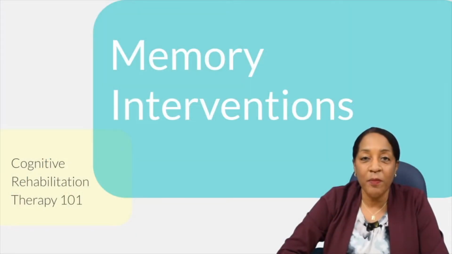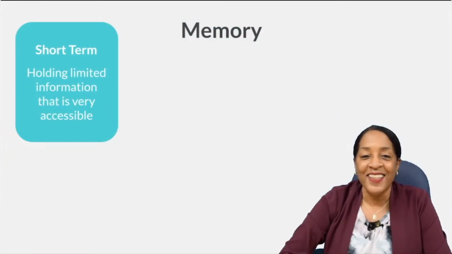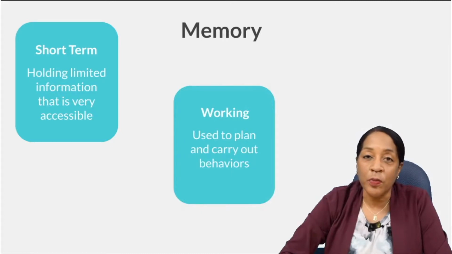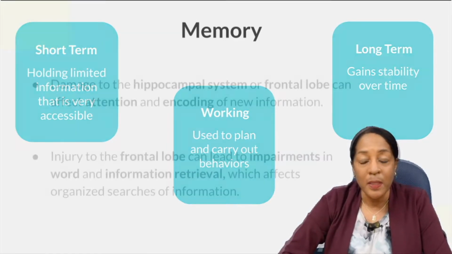Today I'm talking about memory interventions and cognitive rehabilitation. So I just want to introduce the three types of memory. There's short-term memory, holding limited information that is very accessible. Working memory, it's used to plan and carry out behaviors. And long-term memory, that is memory that gains stability over time.